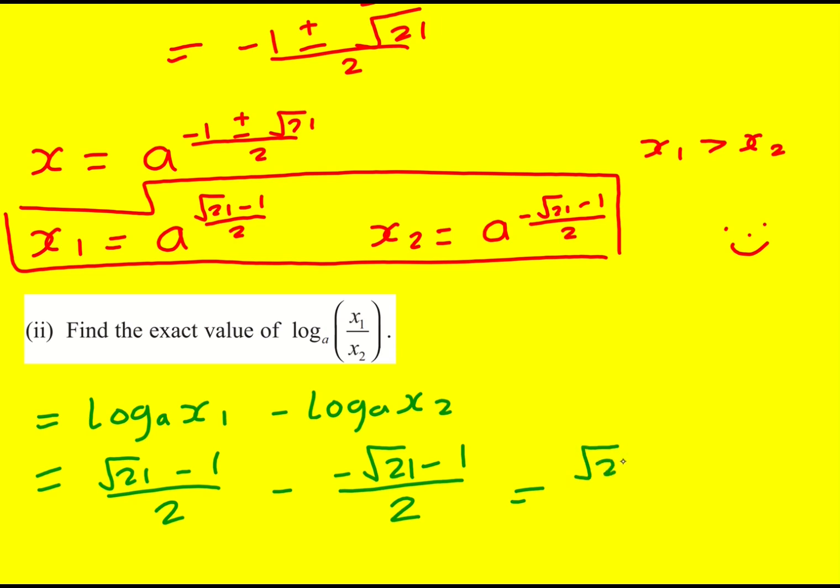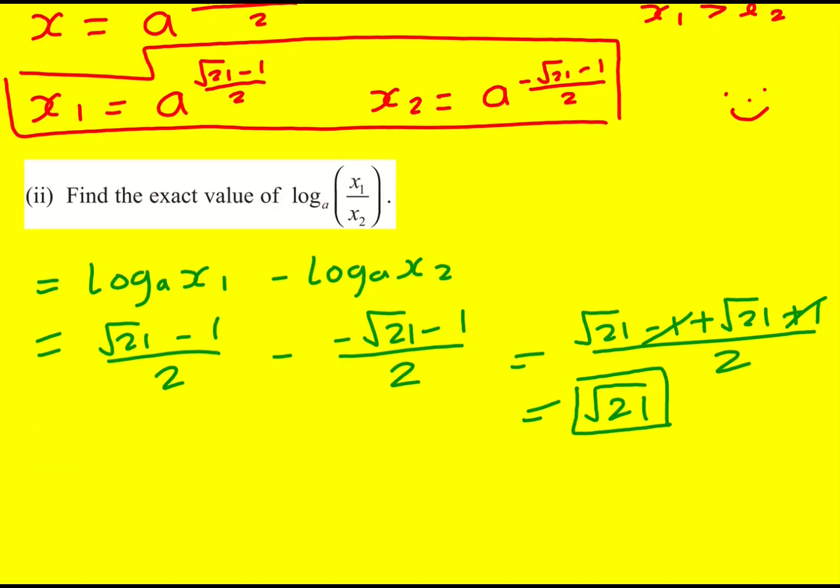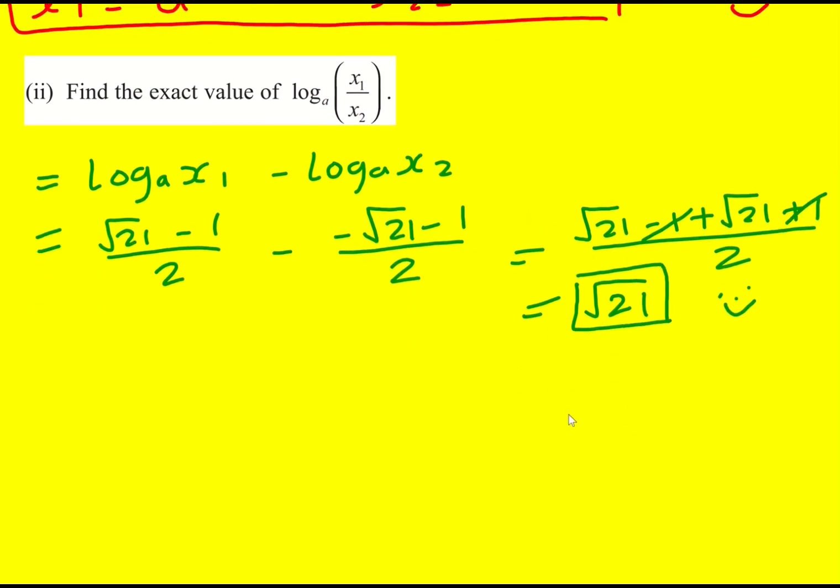This becomes root 21 minus 1 plus root 21 plus 1 over 2. So the 1's cancel, we get 2 root 21 over 2. The 2's cancel, leaving us an answer of root 21. All right, great. This leads us on to the very last part of the question.